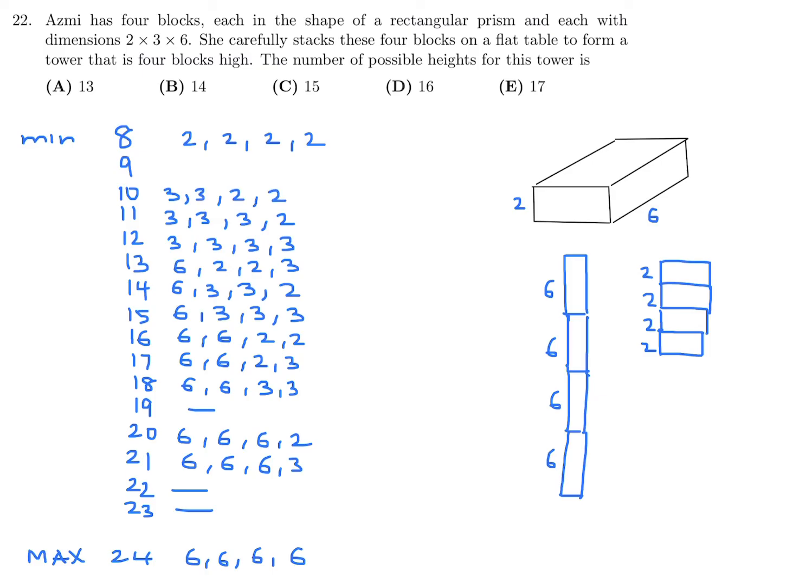And then 9, just 1 3, and then 3 of those 2s. That would give me a 9. Yeah, so it's all there. So when you count the ones that I'm able to do from 8 to 24, but not including the 19, 22, and 23, that's a total of 14. So the answer to this question is B.